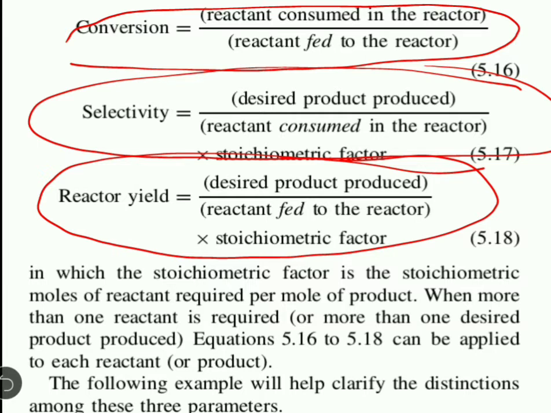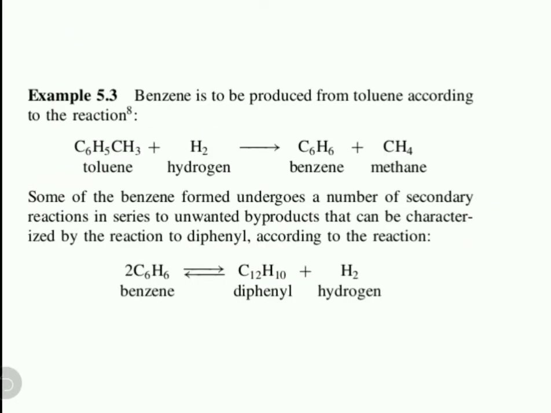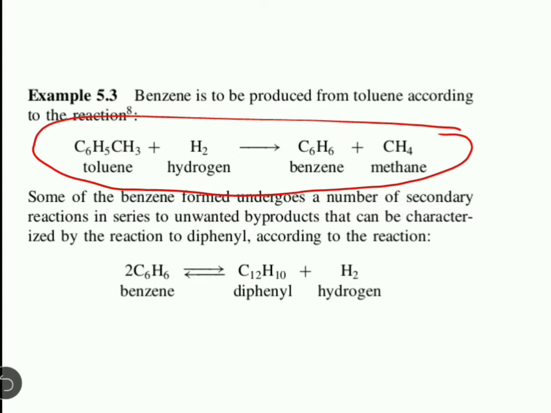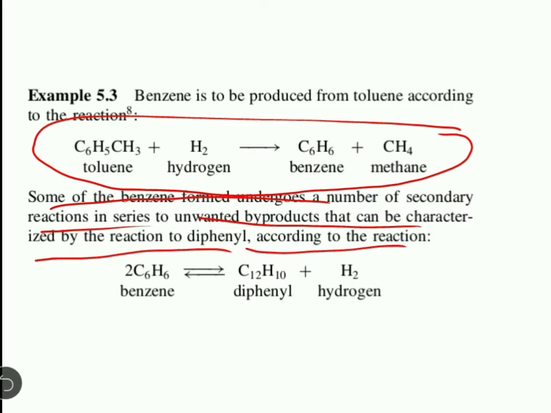Now we can see how it can be used. Let us see one example of how these three parameters can be used for calculating the performance of a reactor. Benzene is to be produced from toluene according to the reaction. Toluene is reacted with hydrogen, which gives benzene and methane. Some of the benzene undergoes a number of secondary reactions in series, and unwanted byproducts can be characterized as diphenyl, according to the reaction.